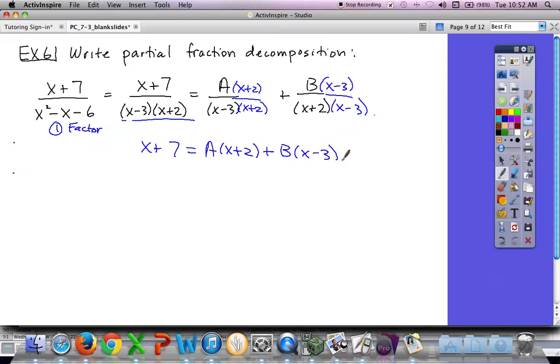Okay, you're going to leave the left-hand side alone. Don't mess with that. But try to simplify what's on the right. Combine all the like terms that you can. So this will be x plus 7 equals ax plus 2a plus bx minus 3b. That's just the distributive property. Now let's get our x terms together: x plus 7 equals ax plus bx and 2a minus 3b.